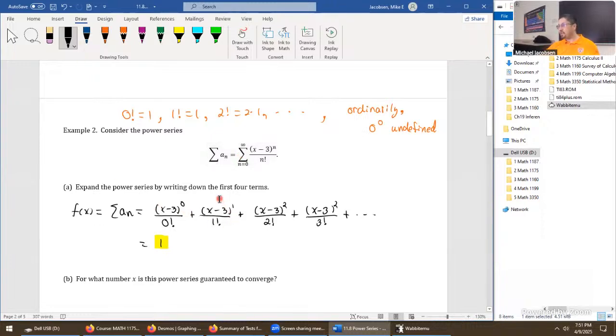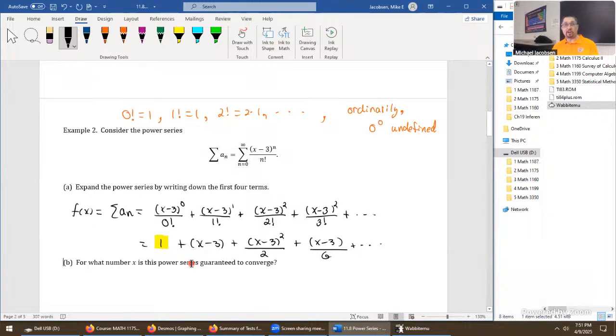So that's the idea. On this one, we'll have plus x minus 3, and just finishing these out, x minus 3 over 2, x minus 3 over 6, and so on. Any questions at all, folks, working on part A?